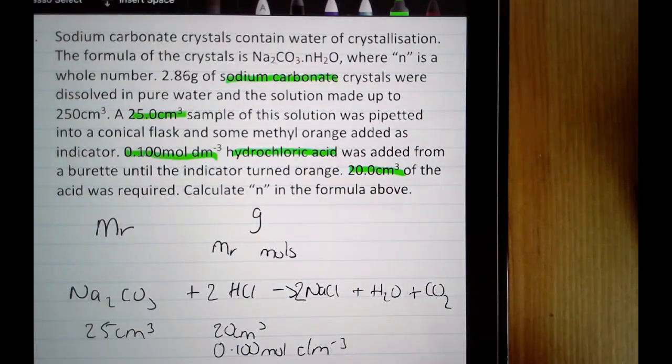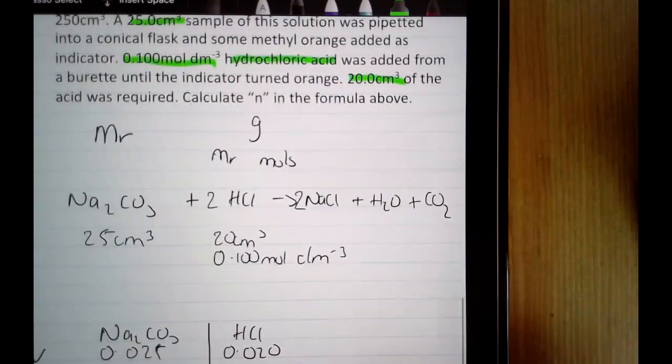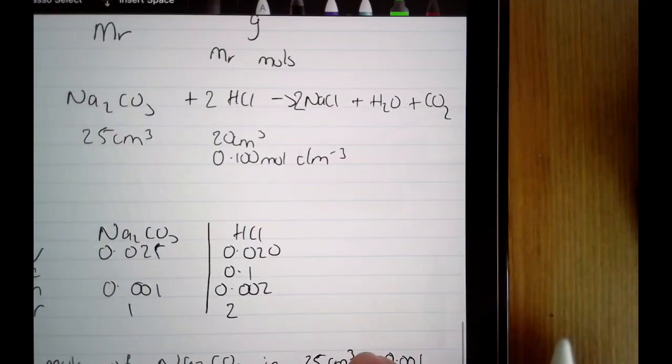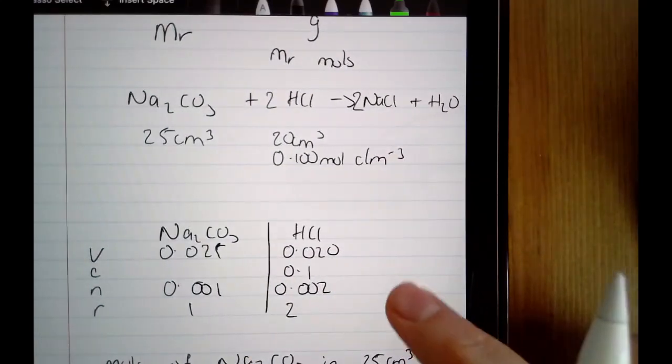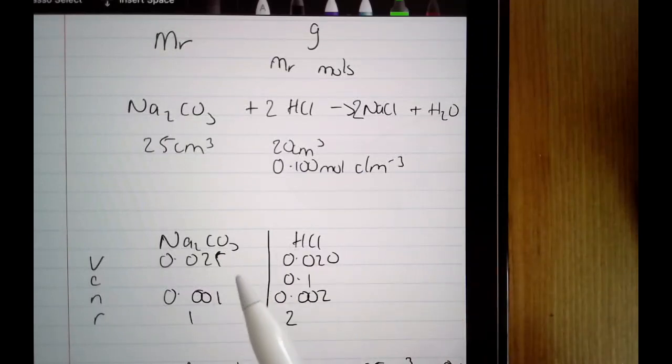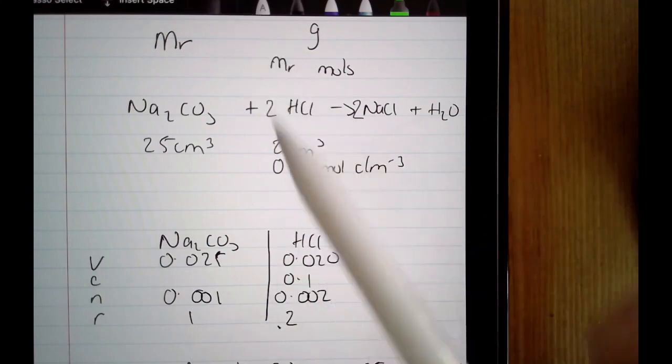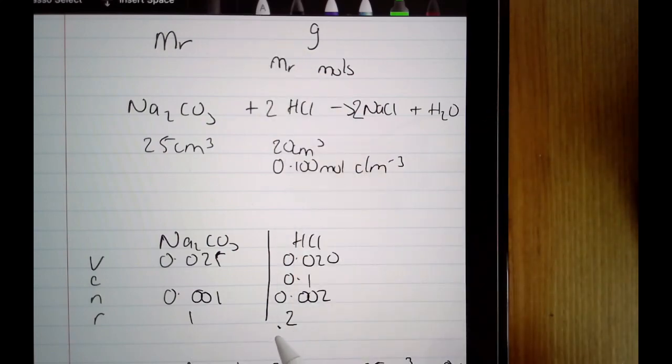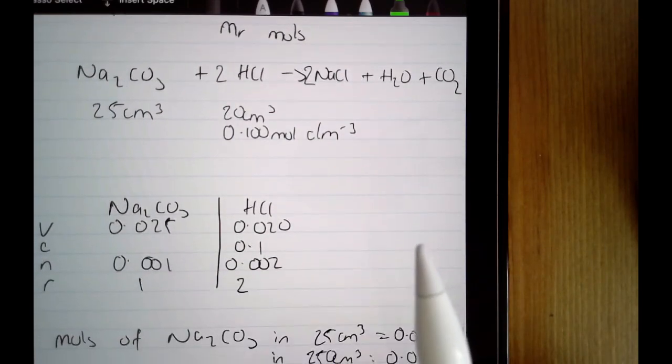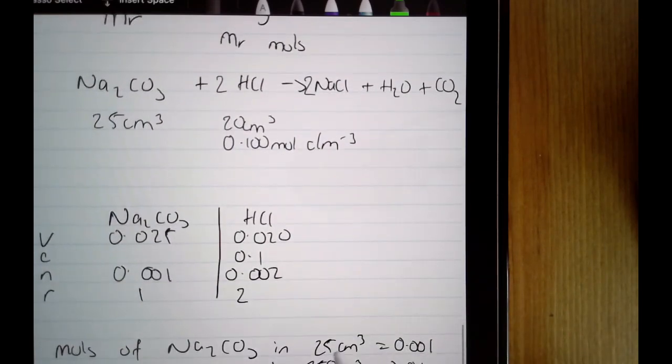Once I've got all of that information and my balanced equation, I can fill in my moles table. So I have got my sodium carbonate, my HCl, my volumes, and again, I've converted to decimetres cubed by dividing by 1000. My ratio I've got from my balanced chemical equation, and I'm able to work out the number of moles of sodium carbonate in 25 centimetres cubed. So again, I've written here that this is the moles of sodium carbonate in 25 centimetres cubed.